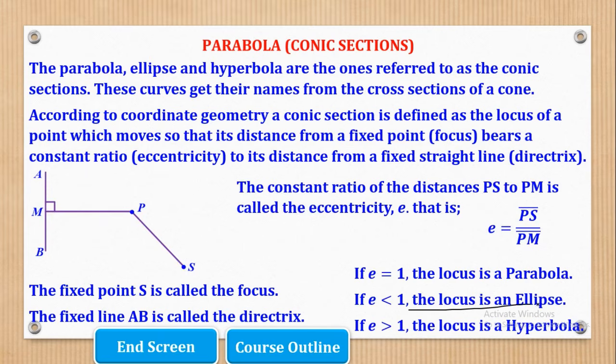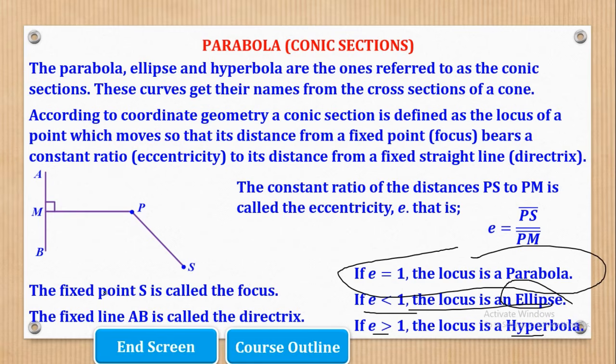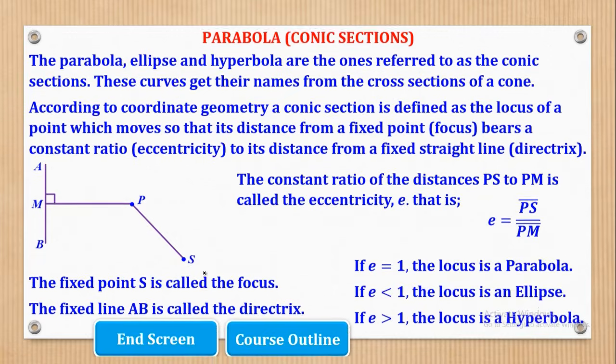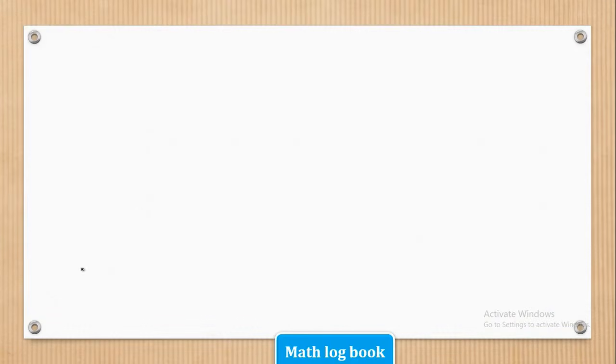These will be covered later in the video. When e is less than 1, that is an ellipse. When e is greater than 1, that is a hyperbola. But this time, it is parabola. The fixed point S is called the focus, and the fixed line AB is called the directrix. We have already seen that. Now let's start with the equation of a parabola.